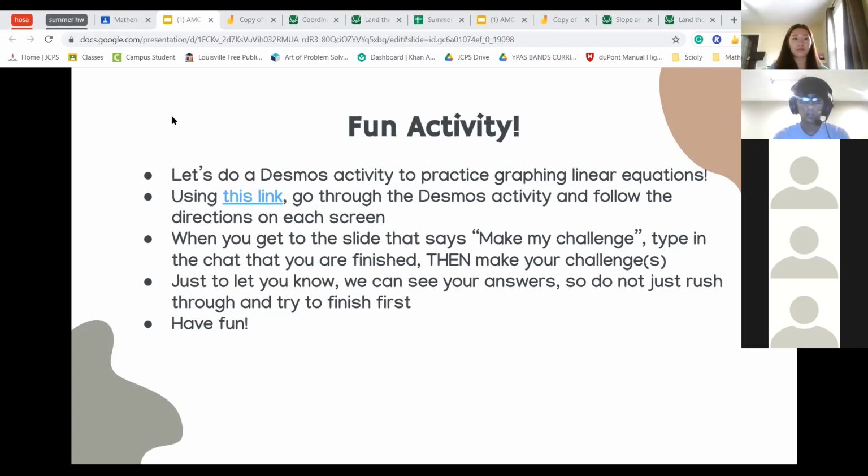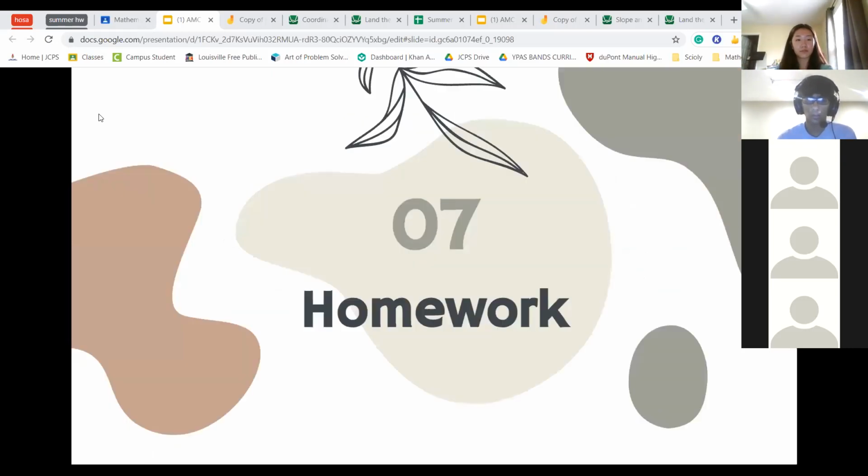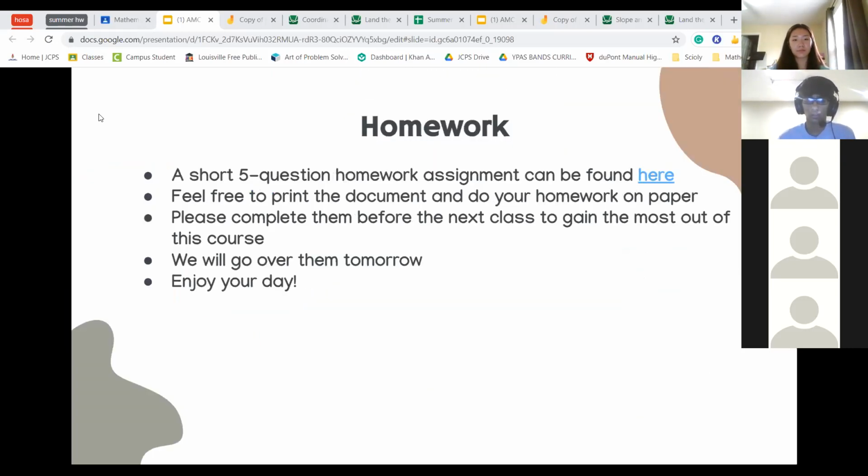Okay, so I think mostly everyone finished, or got at least to the sixth slide, the reflect. And yeah, I see people are playing each other's challenges and stuff, which is good. Now I'm going to go over this week's homework. As always, the homework is just a short 5-question homework assignment, and I'll post a link to it in the chat. 1 minute.